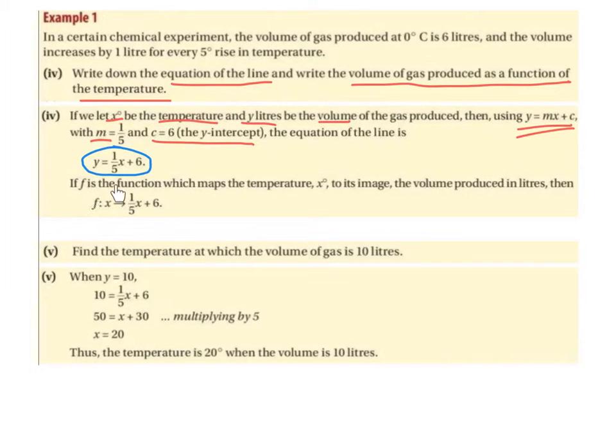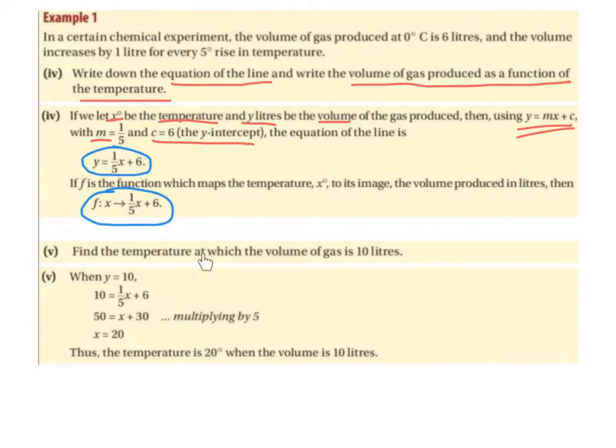So if f is the function which maps the temperature x degrees to its image, the volume produced in litres, so its image being its y values, then f of x maps to a fifth x plus 6. So just written as a function, all we have to do is swap the y for f of x and the equals for an arrow.